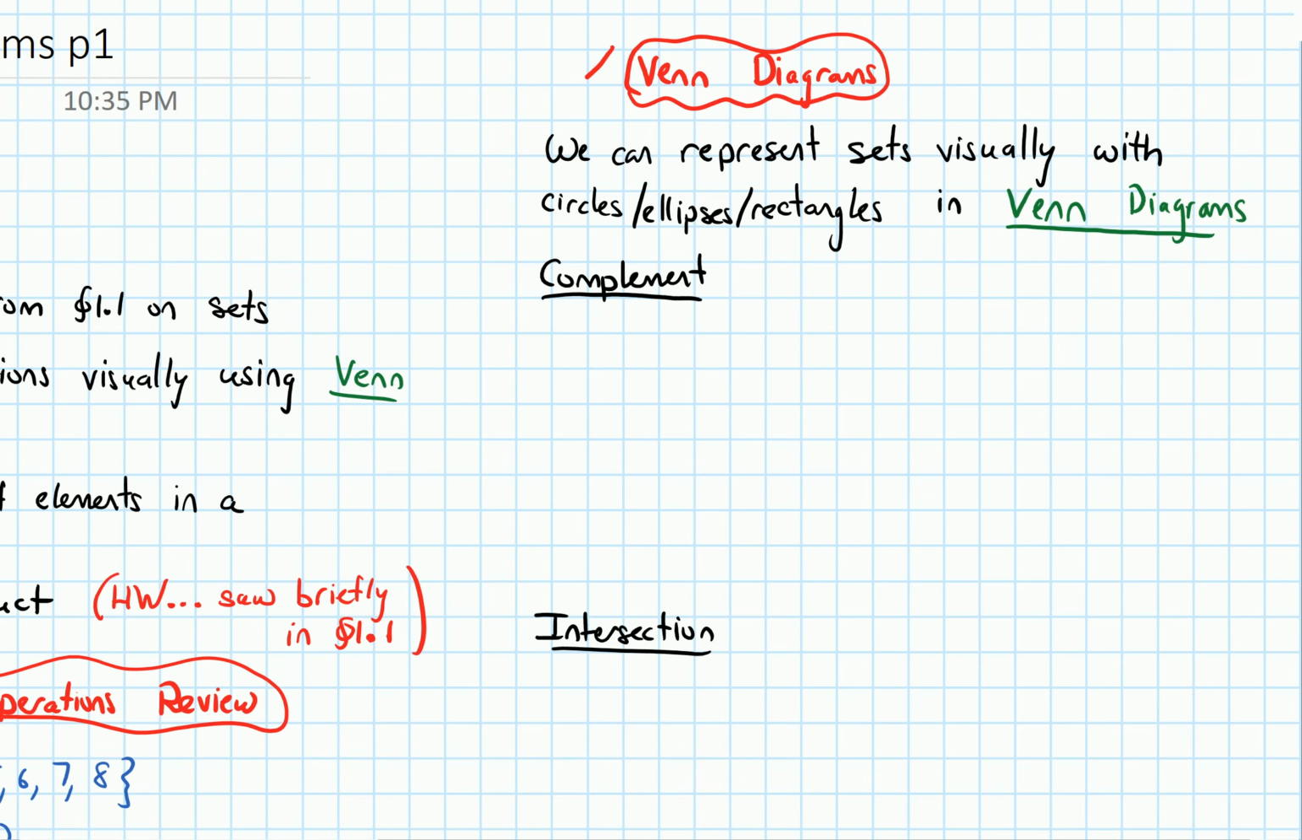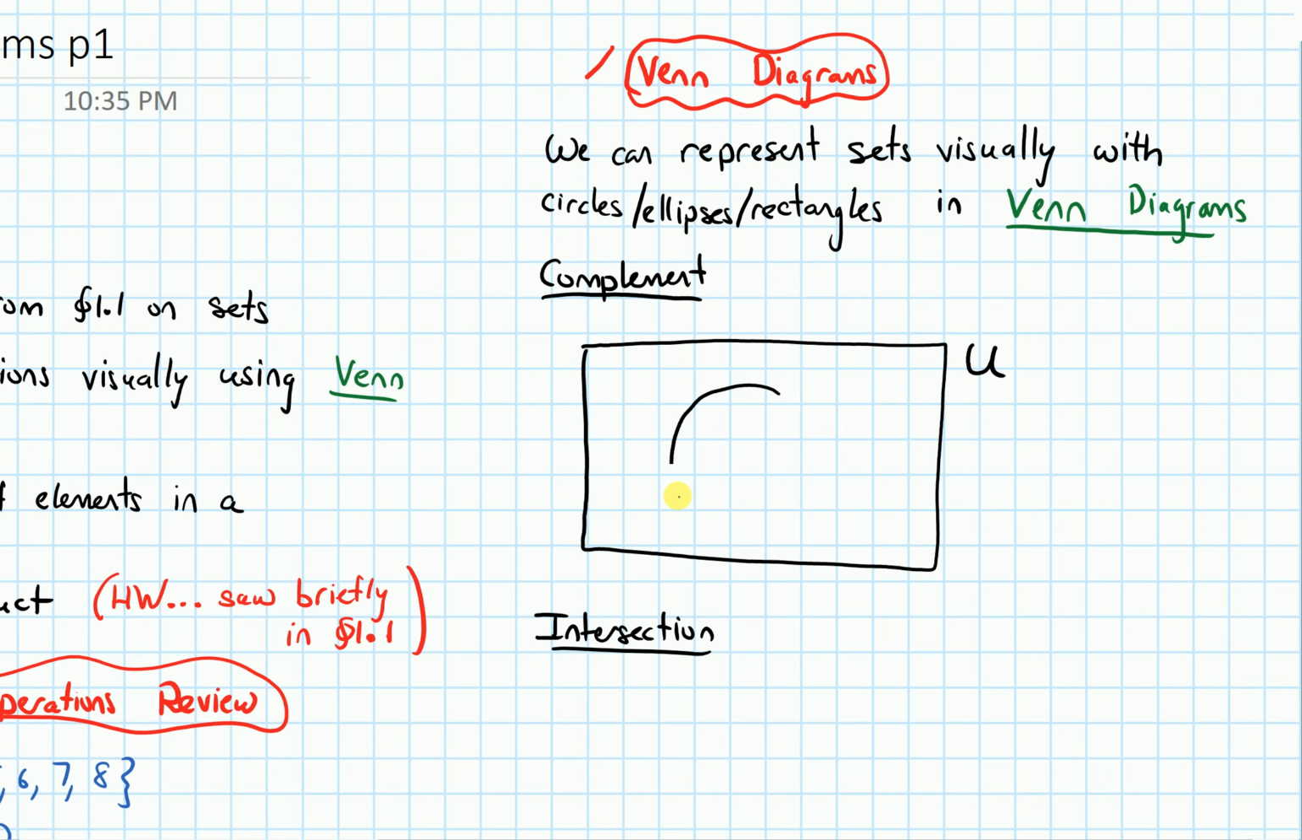So for example, with a complement, what will that look like? I'm going to draw a rectangle, and I'm going to let that represent a universal set, which I'll call U. And then within that universal set, I'm going to draw a circle, or something that looks close to a circle, hopefully, and I'm going to label that as A. So that is going to be a set A. And now I'm going to shade in the complement of A.